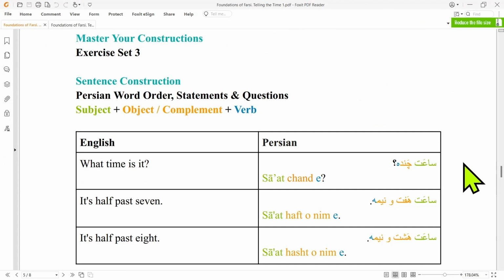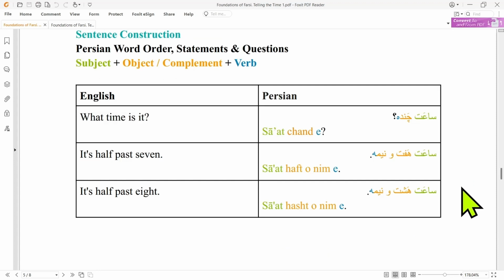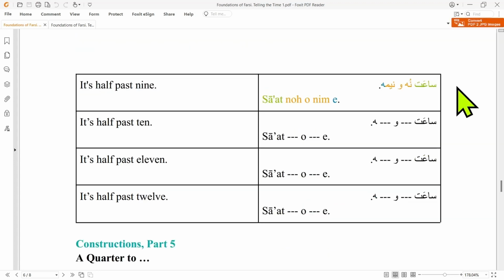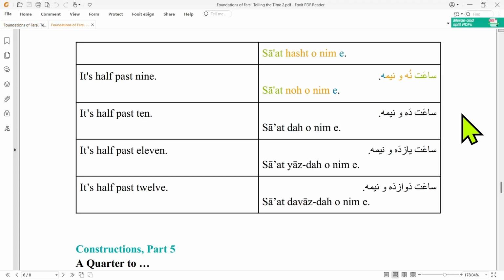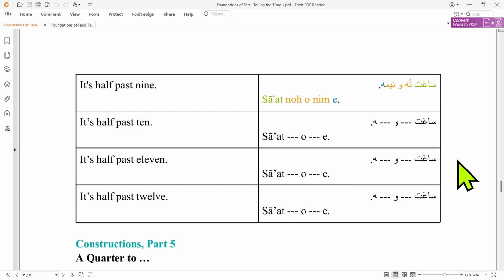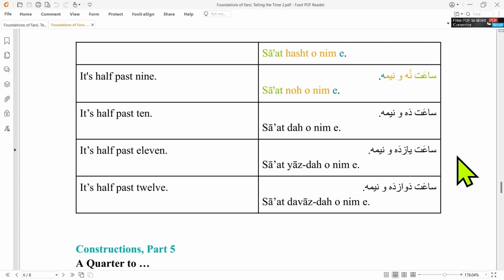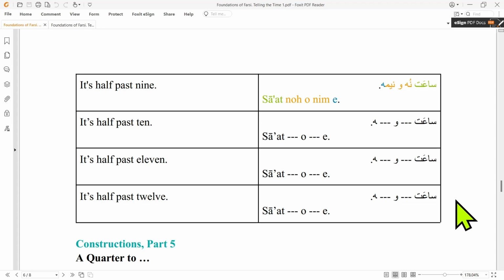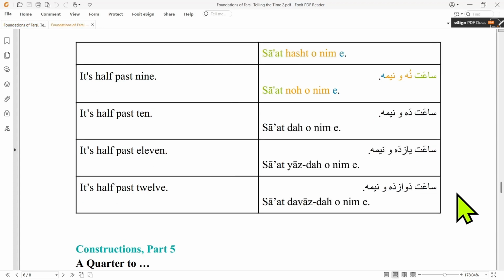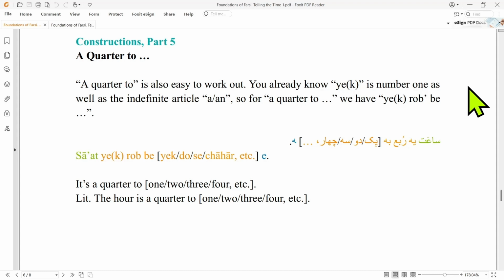Let's do some more examples. What time is it? Is ساعت چنده? It's 7:30 is ساعت 7:30. It's 8:30 is ساعت 8:30. And it's 9:30 is ساعت 9:30. Now what is it's 10:30? ساعت 10:30. How about it's 11:30? ساعت 11:30. And how about it's 12:30? ساعت 12:30. And finally, it's a 1:45.